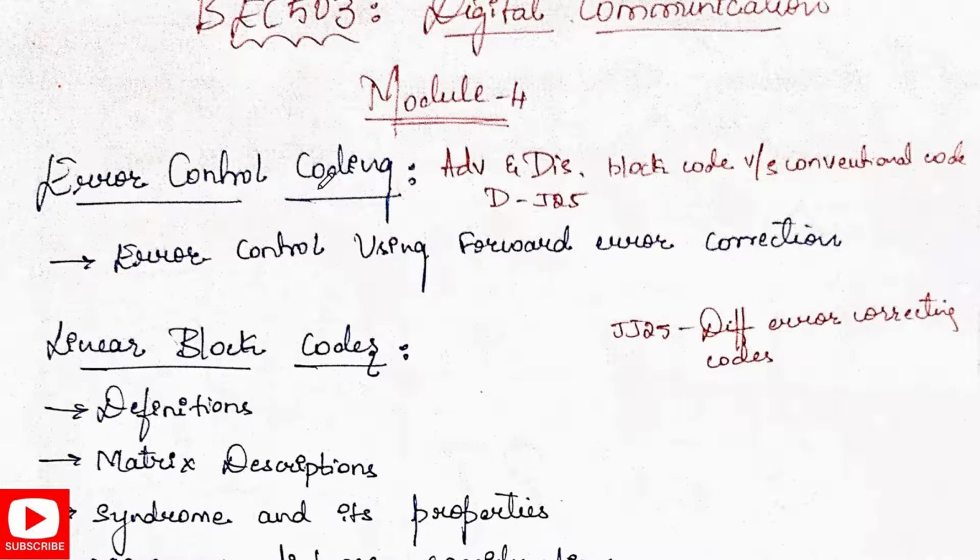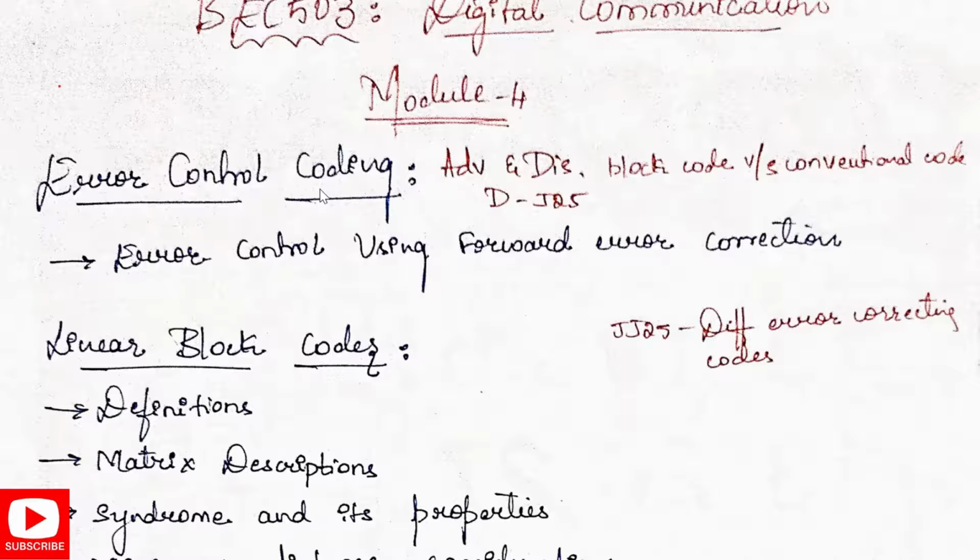This is 5th semester's Digital Communication subject, subject code BEC503, module 4, which is about error control coding, linear block codes and cyclic codes. In these part 1 and part 2 videos, we'll be discussing it completely. Here I have referred to the model question paper, the June-July 2025 paper and the December-January 2025 paper to mark some of the important things that you need to know in this module.